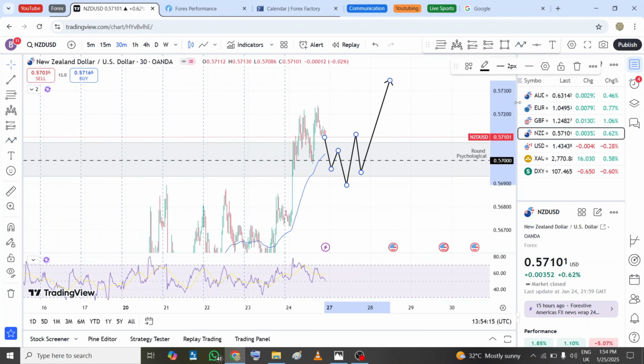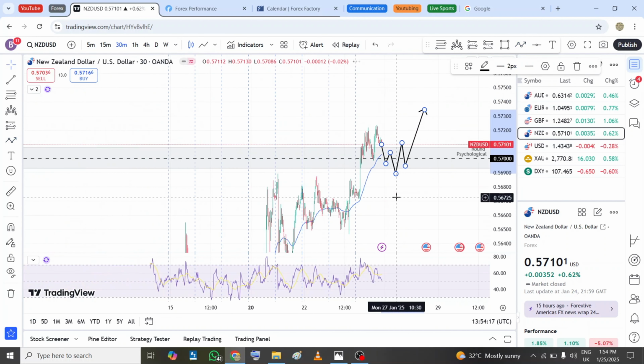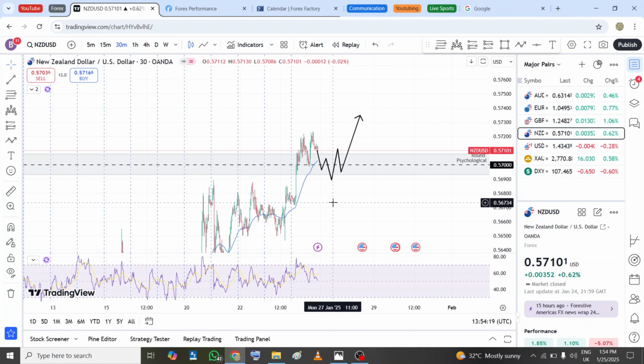So with that said, those are my analysis for the week, my top three currency pairs for the week. And I'll keep you updated during the week, and we'll see how it goes.